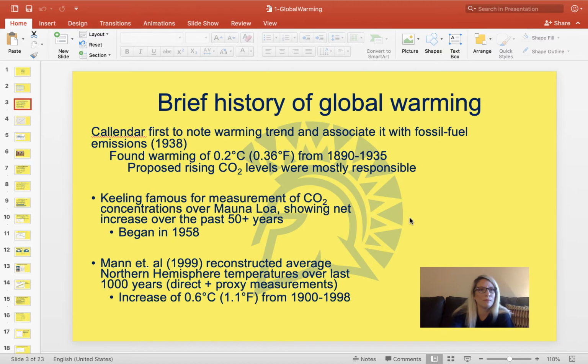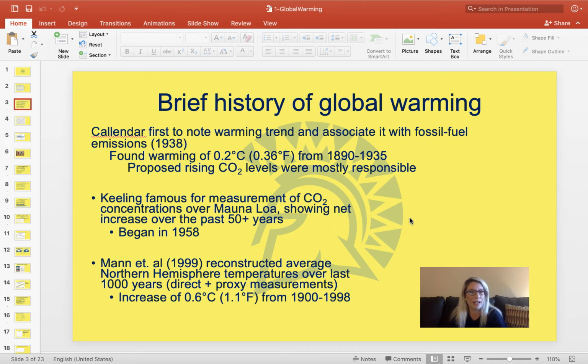So moving on, we do have a history of global warming. This is something that people started noticing as early as 1938. This gentleman, his name was Callendar. He was the first to note warming and the trends associated with it. Now, he found warming of about 0.36 degrees Fahrenheit or 0.2 degrees Celsius from 1890 to 1935. He was concerned about what emissions, now that we were putting CO2 into the atmosphere, how that was affecting things. So he first proposed that rising CO2 levels were mostly responsible.